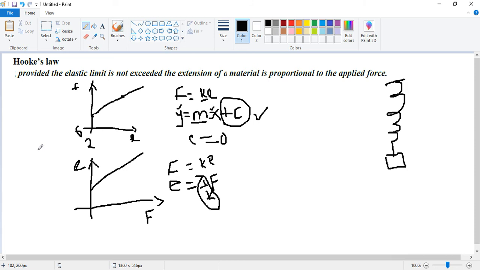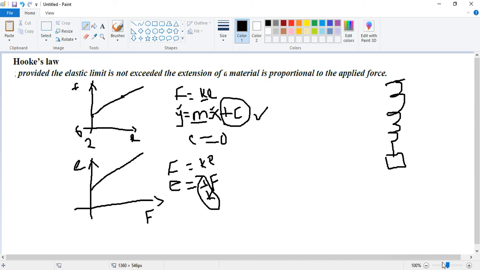If a graph has a y-intercept, if c is not equal to 0, that means it will be having a y-intercept. If the graph has a y-intercept, it means that the force in this case is not 0 when the extension is 0, or the extension is not 0 when the force is 0. It means that the material does not obey Hooke's law.